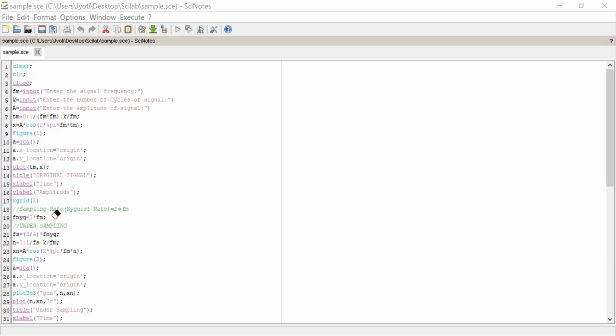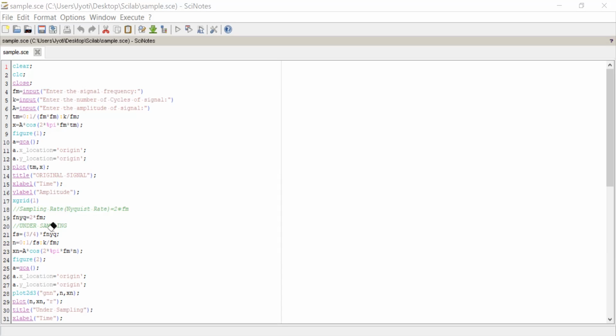Next, we are doing the sampling theorem, which means we need to check for the Nyquist rate. The Nyquist rate is Fs = 2 FM. The sampling frequency may be less than 2 FM, equal to 2 FM, or greater than 2 FM. That means undersampling, Nyquist sampling and oversampling, all three conditions we have to consider. First, I will consider undersampling. Before that, what I have written here is FNYQ = 2 FM. I have taken the Nyquist rate, the sampling rate, as 2 FM.